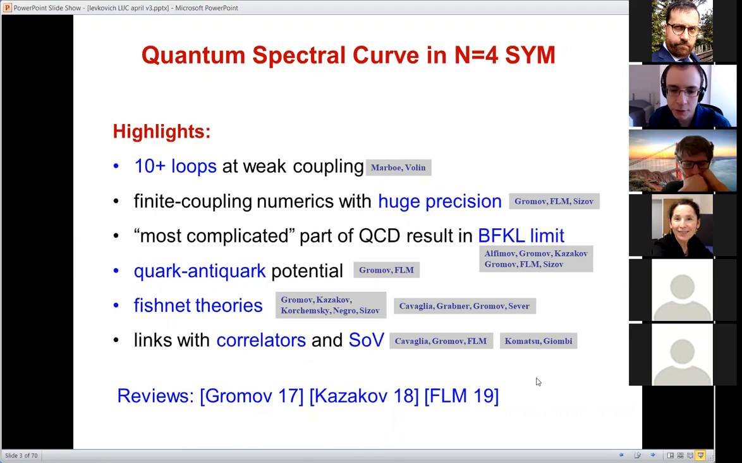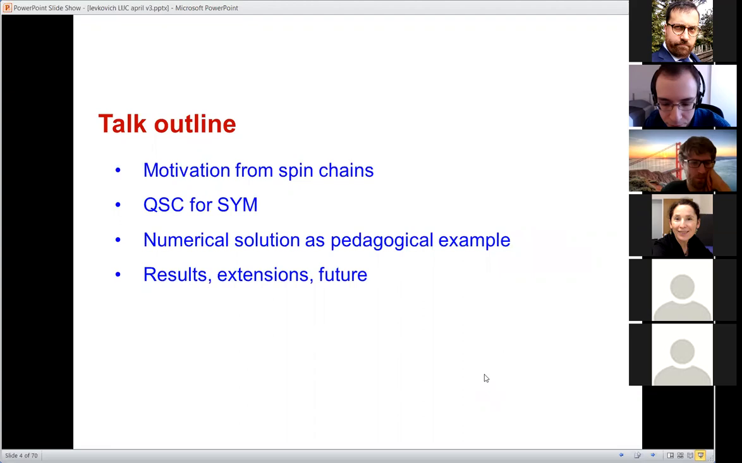Just to briefly give the structure of the talk, first I will give some motivations for the construction and describe how it works for simple spin chains. Then I will describe how it actually is realized for super Yang-Mills. Then I will give a pedagogical example to show how everything actually works. I decided to discuss the numerical solution in detail, since it's rather easy to explain. After that, I will discuss in more detail the results that have been found, the extensions and what the future directions are.